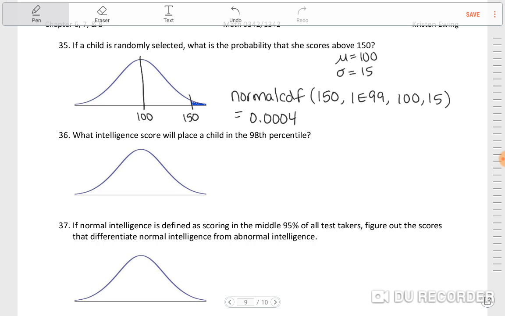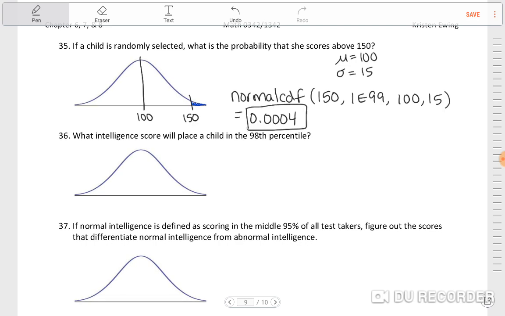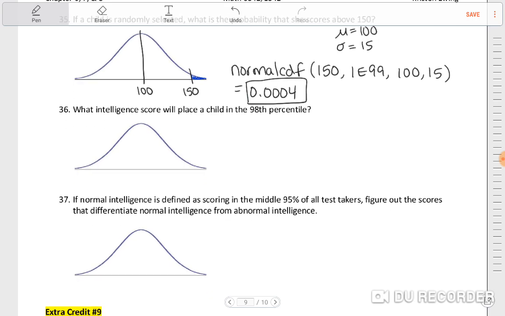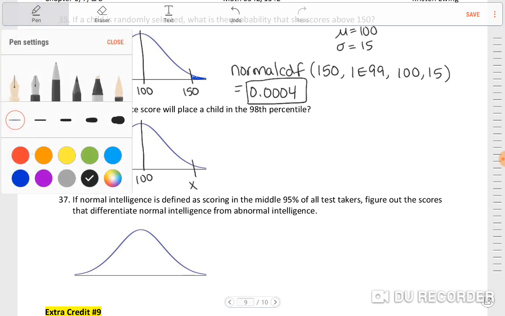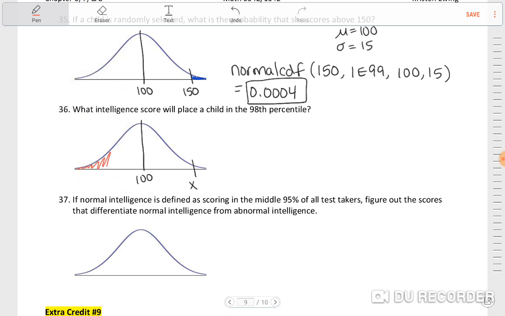What intelligence score will place a child in the 98th percentile? Well, this is going to give you a little bit of a hint on that extra credit question. We're talking about the 98th percentile. Let me put my mean here in the middle. 98th percentile means that 98% are below whatever that score is. So that score is going to be pretty far over here. We want to know this score where 98% are below. So if I shade all of this, that whole area should be 0.98.